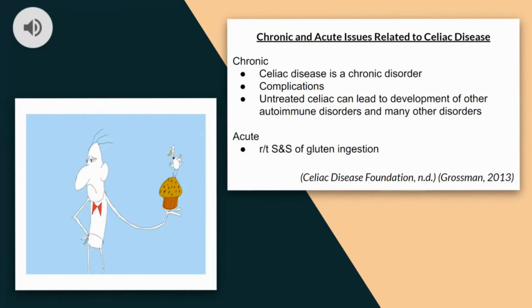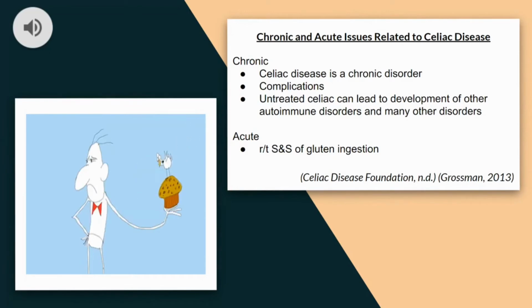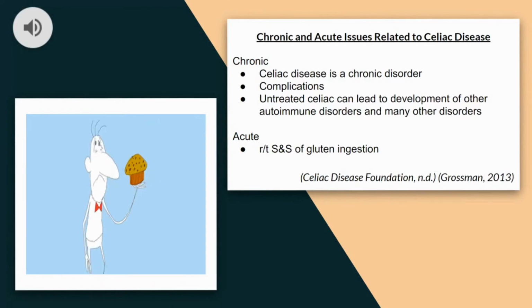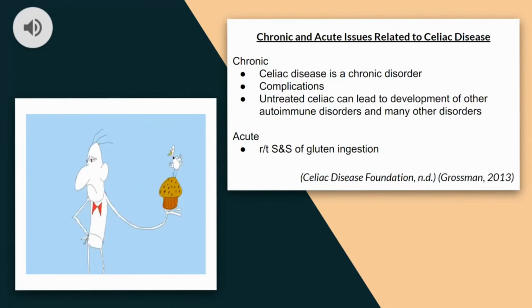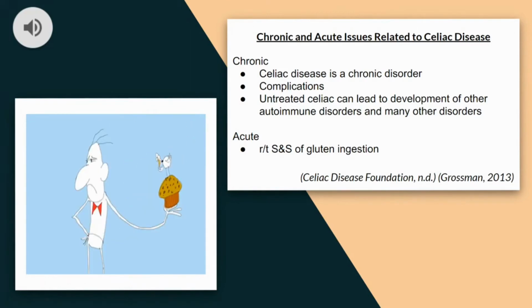If left untreated, celiac disease can lead to the development of other autoimmune disorders such as type 1 diabetes and multiple sclerosis, as well as many other disorders such as iron deficiency anemia, lactose intolerance, osteoporosis, infertility, and intestinal lymphomas and other GI cancers. The acute issues of celiac disease would be the signs and symptoms associated with ingesting gluten products. As stated previously, these symptoms are diarrhea, abdominal pain, malabsorption, vomiting, abdominal distension, and pain.